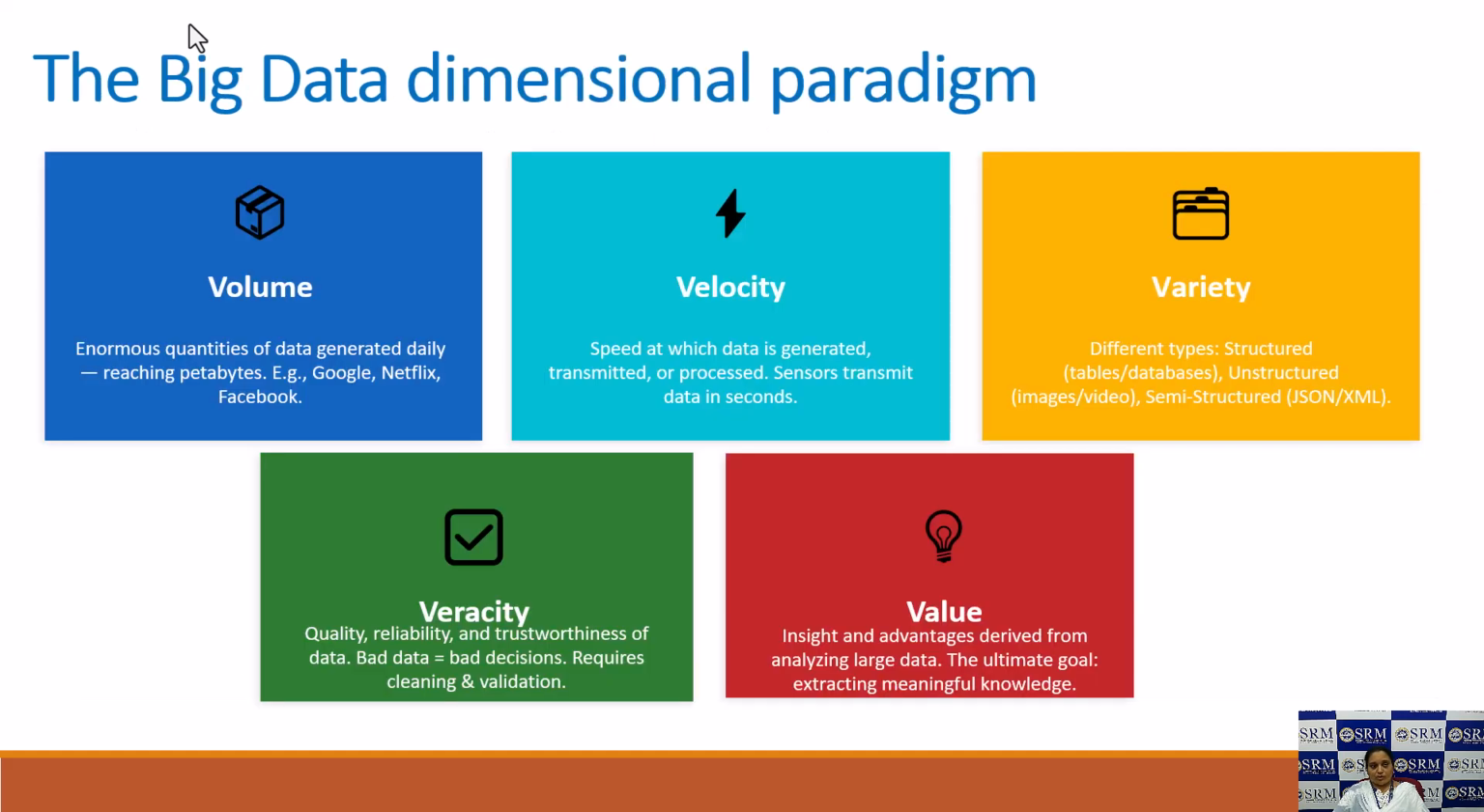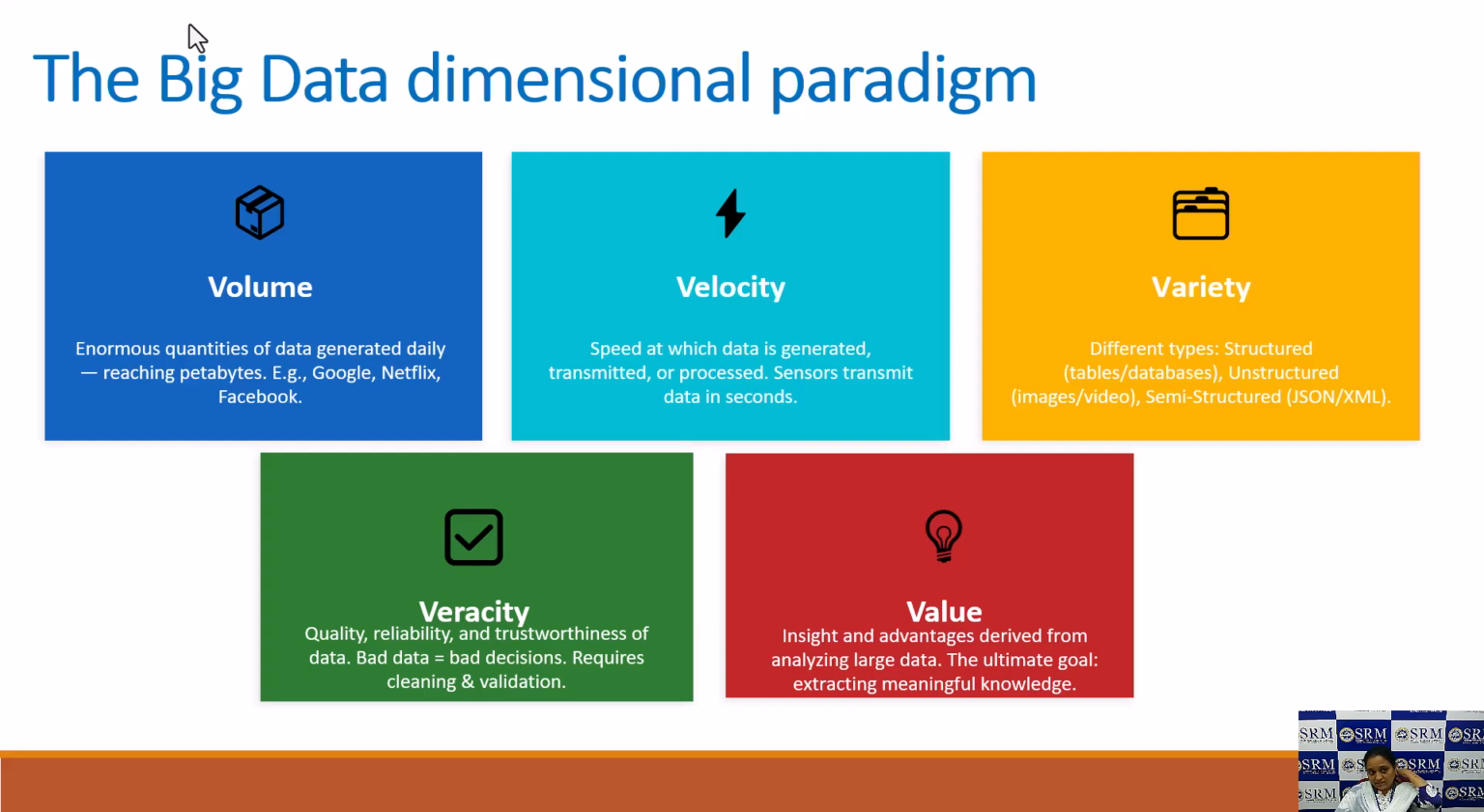The next very important topic is the big data dimensional paradigm. There are 5 V's: volume, velocity, variety, veracity, and value. Volume, as I said, is an enormous quantity of data, generated in petabytes, not terabytes. Now it has reached petabytes. So Google, Netflix, Facebook, everybody generates a huge volume of data. The next is velocity, with what speed data gets generated, transmitted, or processed. For example, sensors transmit the data in seconds.